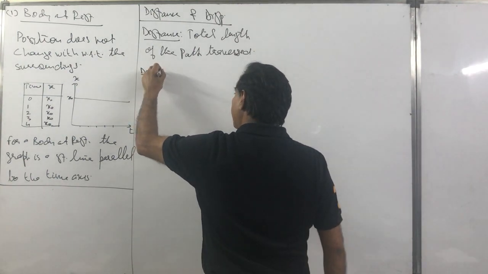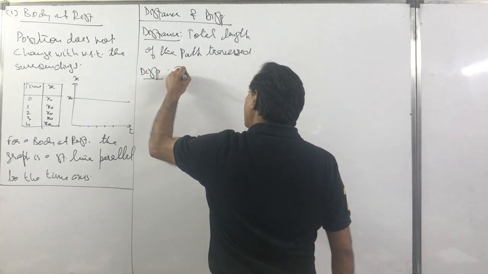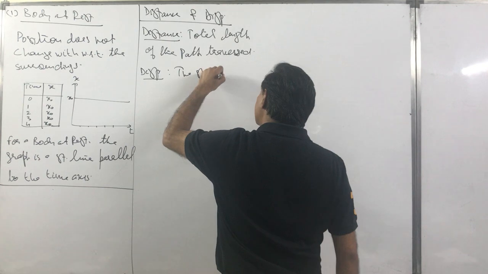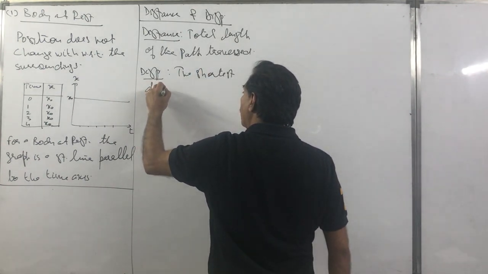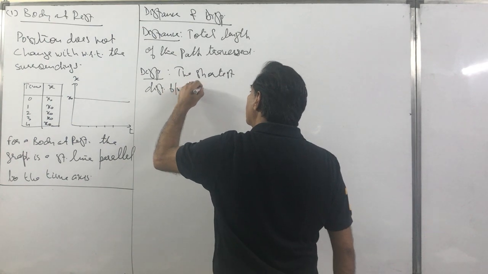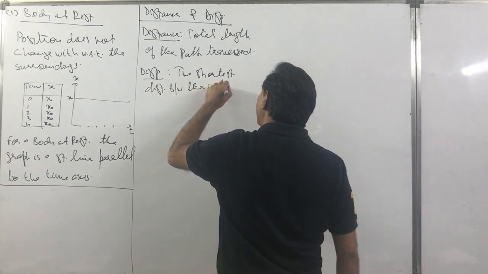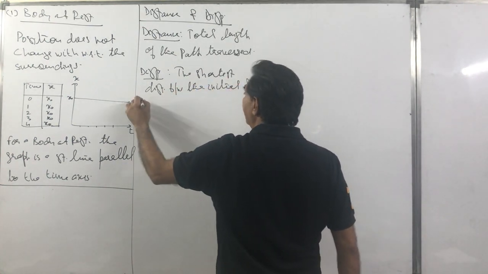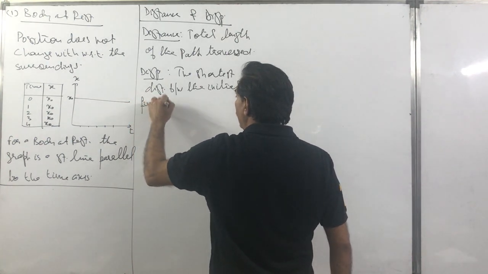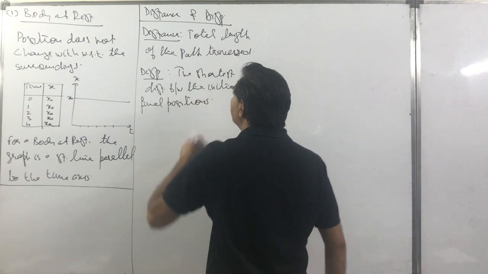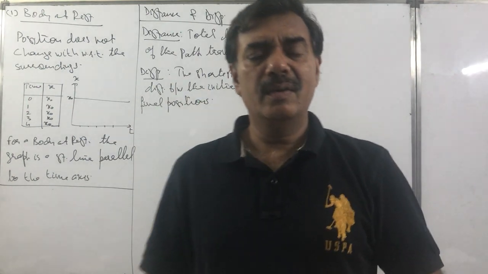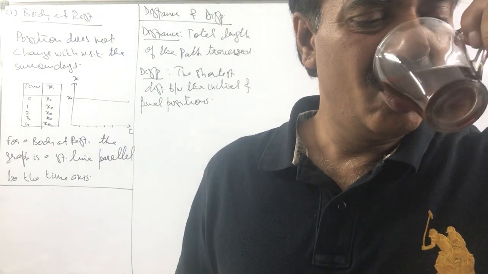Displacement. The shortest distance between the initial and final positions. The shortest distance between initial and final positions.